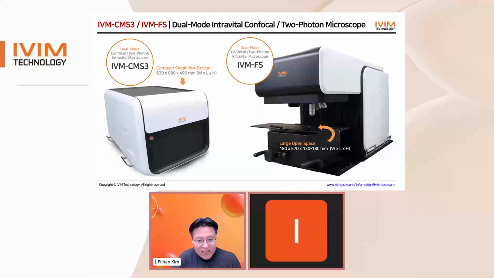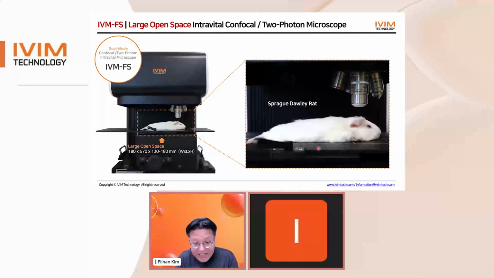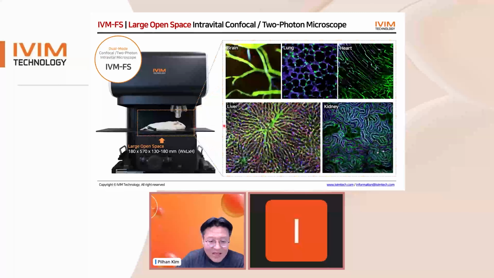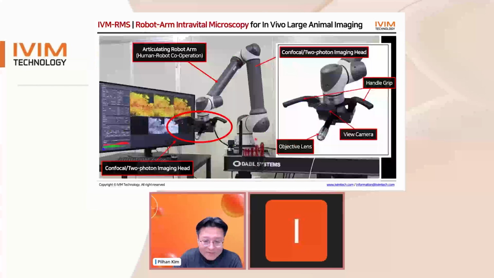Okay, so in addition to our standard model, we are also providing the other model, the FS model, which has a larger open space. So it can easily handle large and medium-sized animal models such as rat, parrot, and even rabbit. And then, of course, from the lab, we can also obtain these cellular-level images from all these different organs.